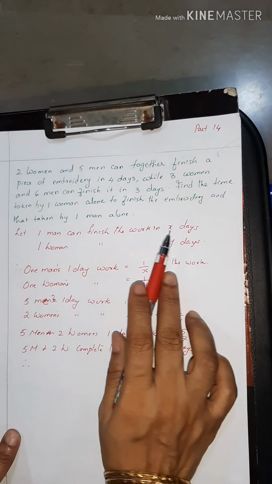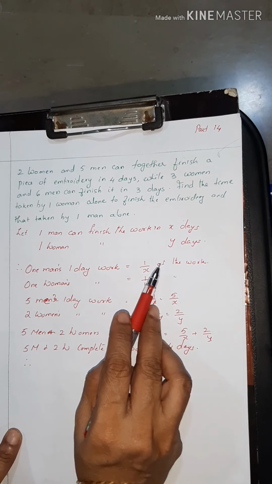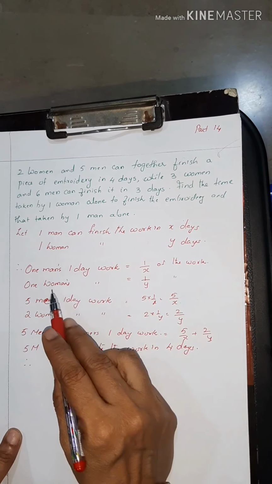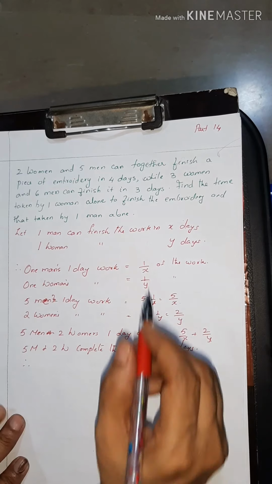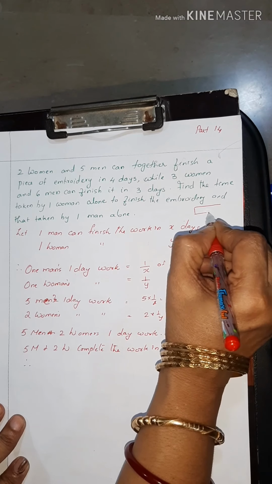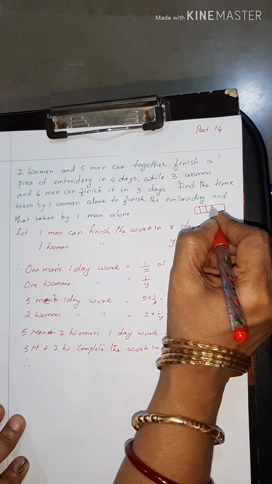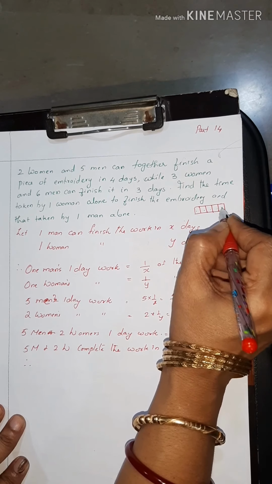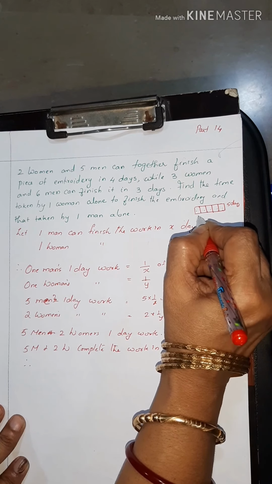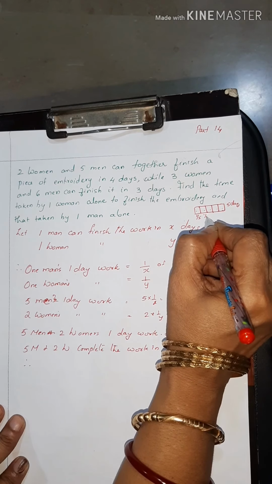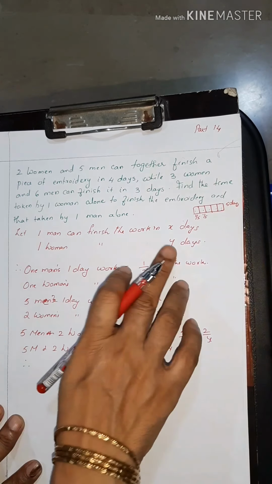So one man can finish in x days, one woman can finish in y days. So in 1 day they will finish 1 by x of the work, and one woman in 1 day will finish 1 by y of the work. For an example, suppose this is a piece of work which they have to complete. Suppose they take 5 days to finish the work. Then in 1 day they will finish 1 by 5 of the work. So in each day they will be finishing 1 by 5 of the work. So that is the logic that we are using here.